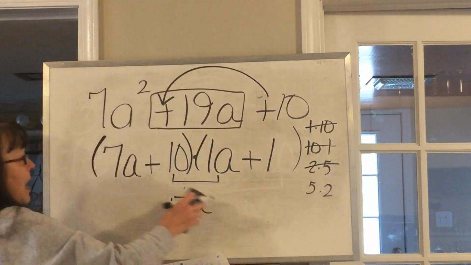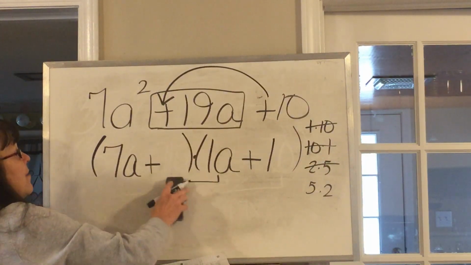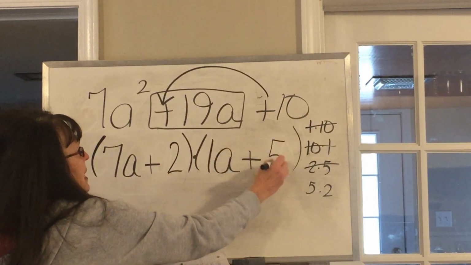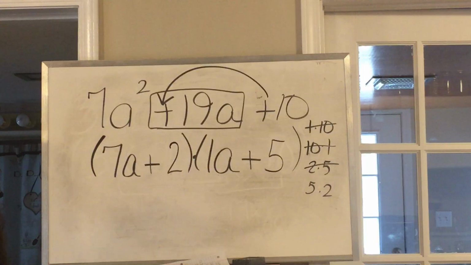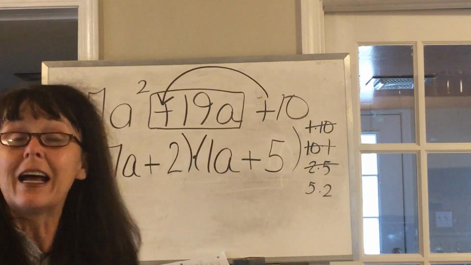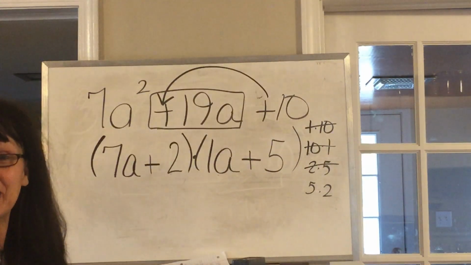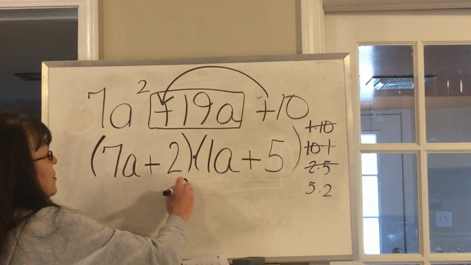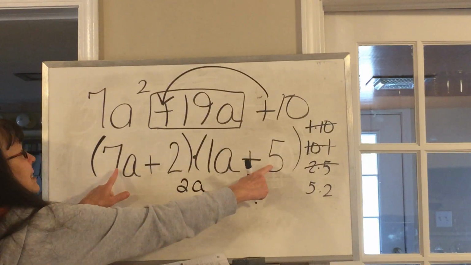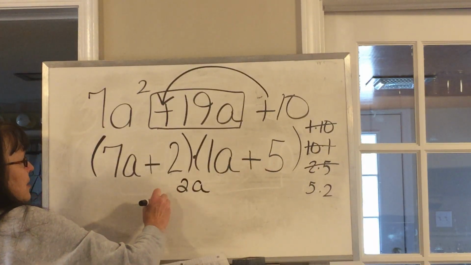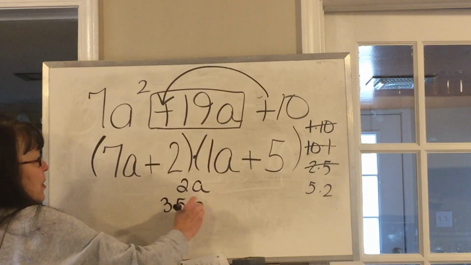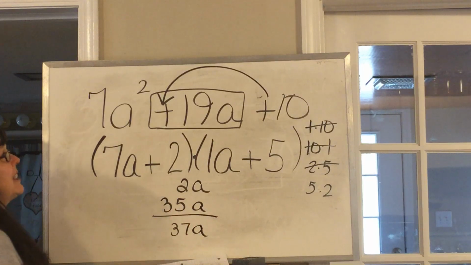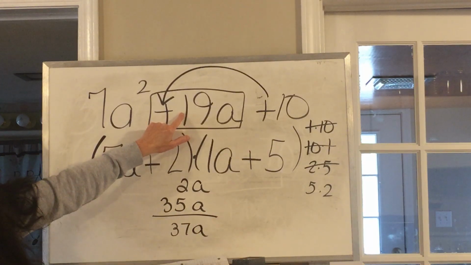So now we're going to try 2 times 5. And let's see if that one works. And this is really guess and check. And you go, is there a better way? Not that I know of. You can search the internet and see if you like a better method. On the inside, you get 2A. 7 times 5 is 35. Bring down the A. That gives you a check of 37A. As you can see, that's not the middle.